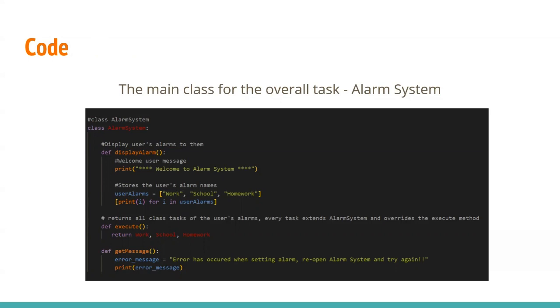So here is the main class for the overall task. In this case, the task is alarms, and this is the alarm system. Within this alarm class, it has the user's alarms that are already built into it in the function display alarm. And then it has the run method, but this time denoted as execute. And then it has a method for displaying an error if something wrong happens.